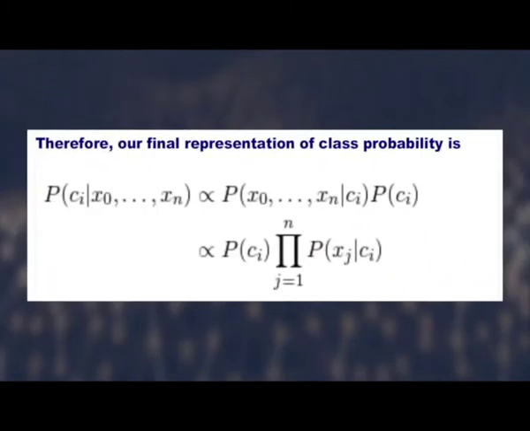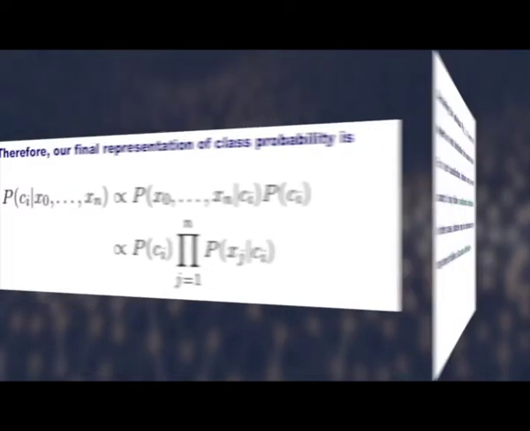But the classifier nonetheless performs well in most situations. Therefore, our final representation of class probability is: probability of Ci given x0 through xn is proportional to probability of x0 through xn given Ci into probability of Ci, which is proportional to probability of Ci times the product over j equal to 1 to n of probability of xj given Ci.